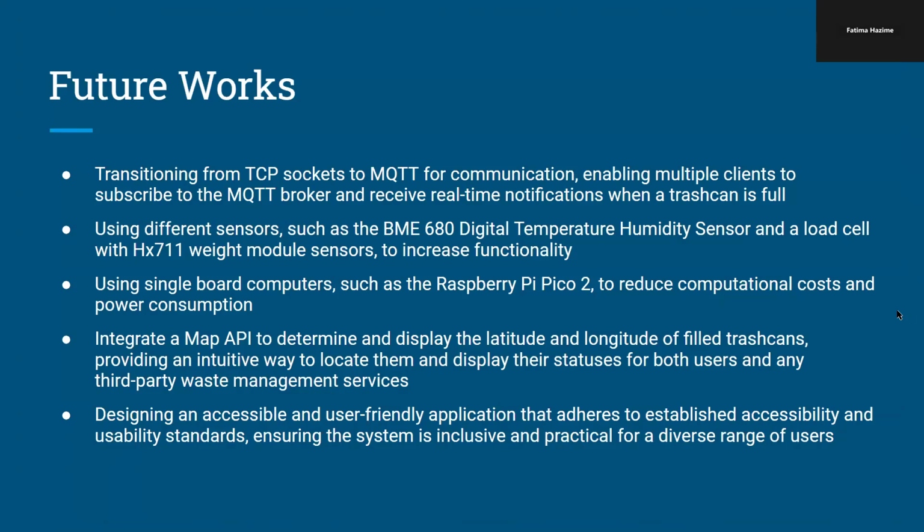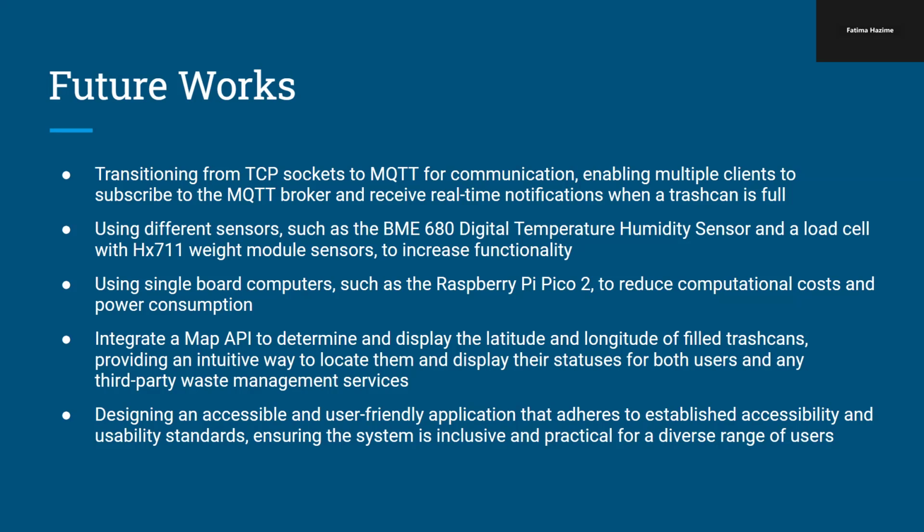Okay, and finally, for our future works, we are aiming to transition from TCP sockets to MQTT for communication, which enables multiple clients to subscribe to the MQTT broker and then receive real-time notifications when a trash can is full. We want to use different sensors, such as the BME 680 digital temperature humidity sensor and a load cell with HX711 weight module sensors to increase functionality.